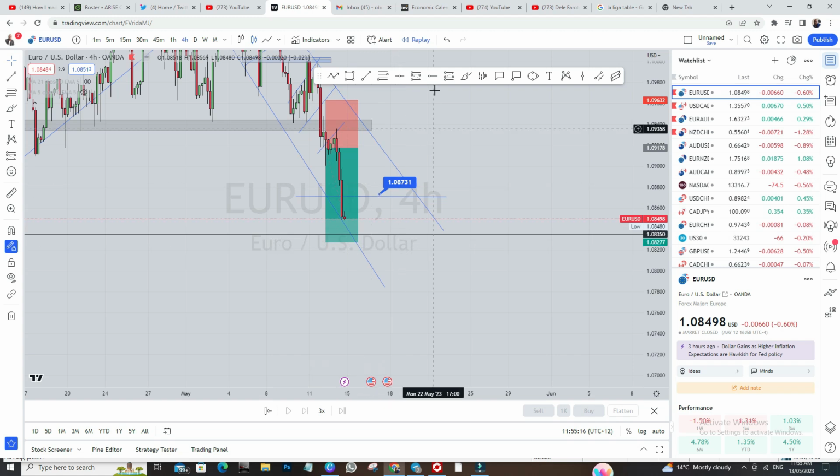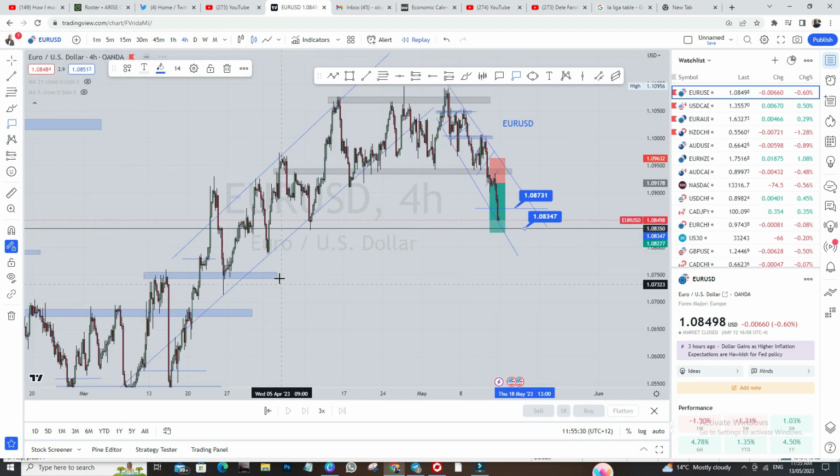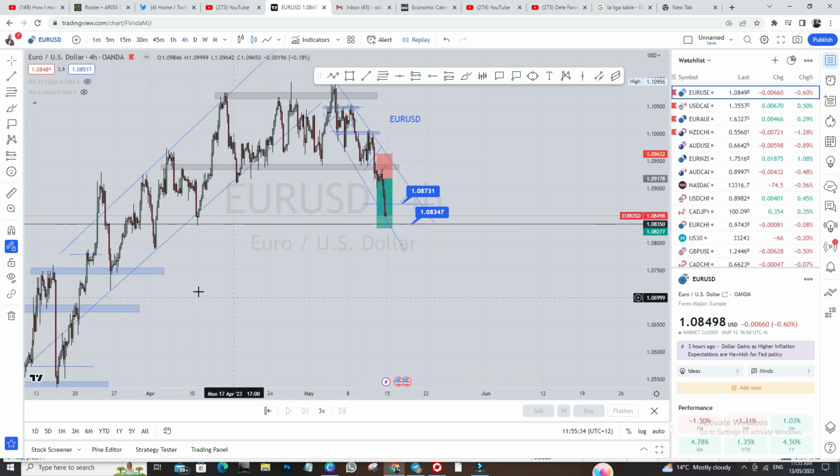I'm expecting price to hit this particular point, 1.08347, and once it breaks past here, I expect price to push downwards to the next area I've marked, maybe somewhere in this area or this area. It depends on where price is. There are so many price areas where I'm expecting price to react. Now, watch the US dollar gain strength in the coming weeks.